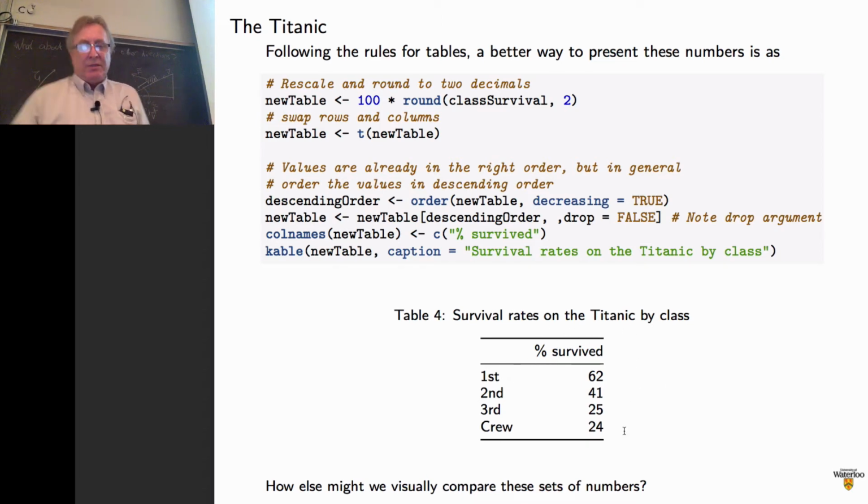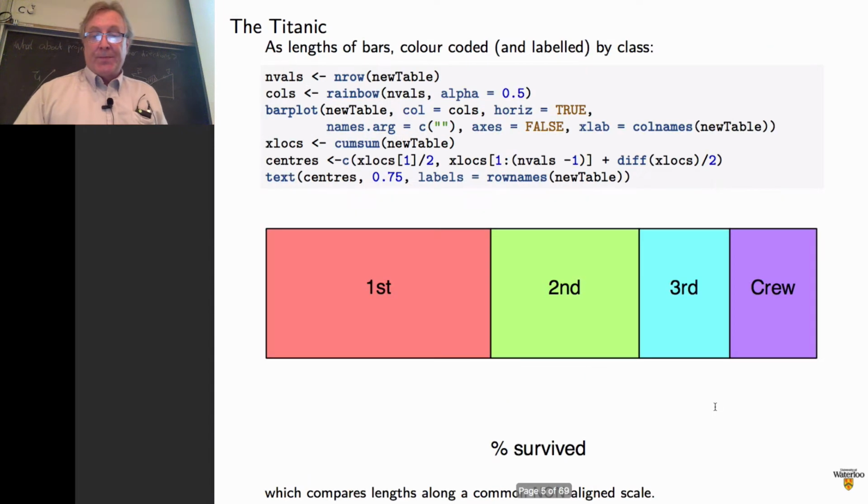So here you can see immediately the differences, and of the percent that survived, those that were in first class passengers, 62% of them survived, compared to second class, 41%, third class, 25%, and crew, 24% of them survived. So you might imagine that survival immediately depended on which class of passenger you were. Okay, so that's an interesting thing. It's easy to compare those 4 numbers in a very straightforward way.